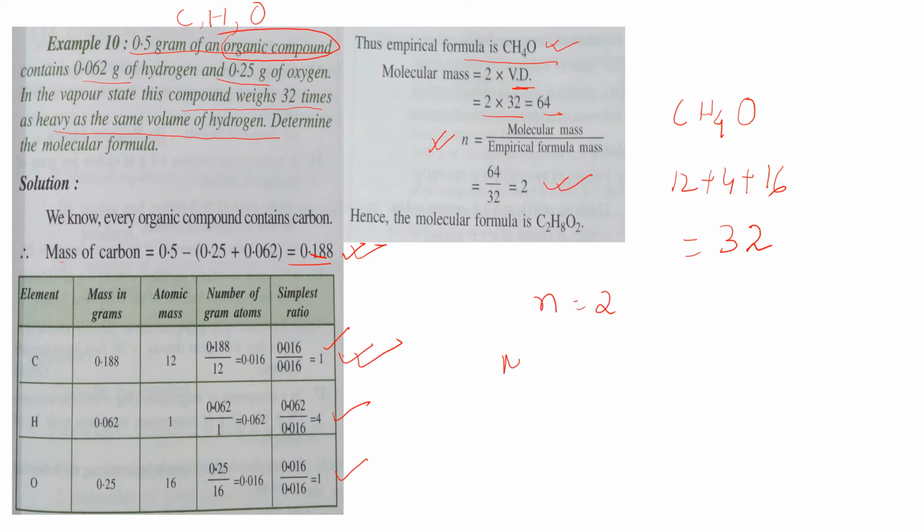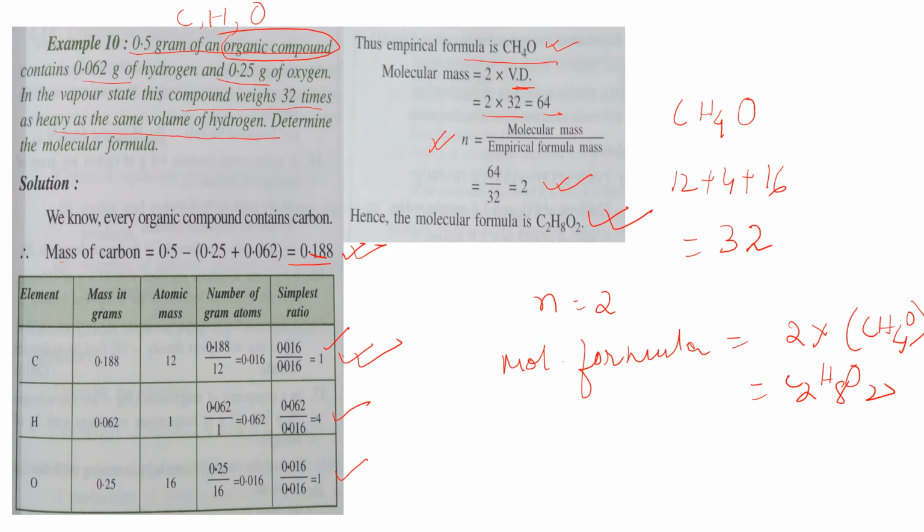So my molecular formula is equal to 2 into CH4O. So it is coming to C2H8O2. This is my molecular formula. Am I clear?